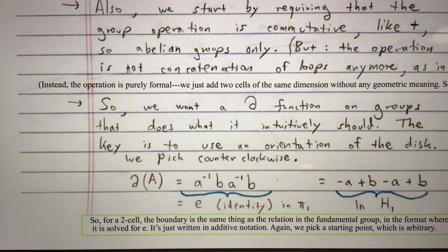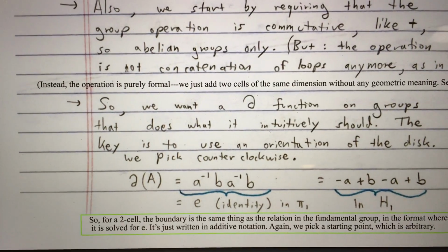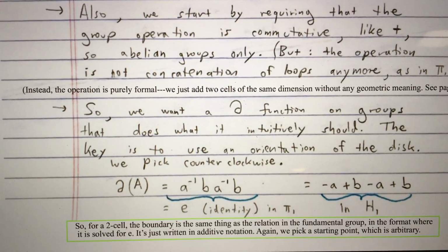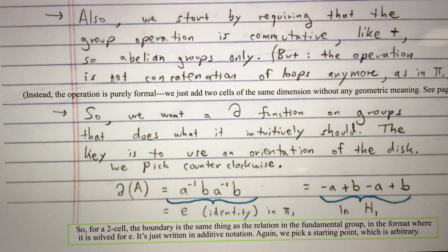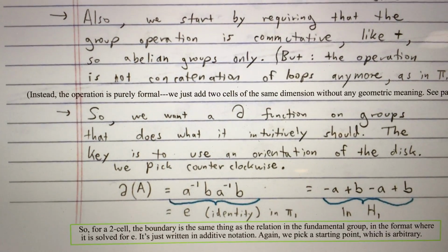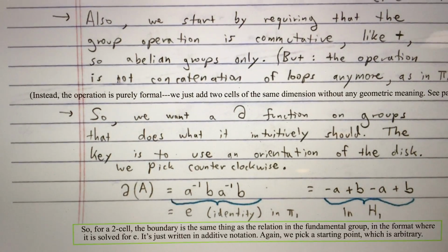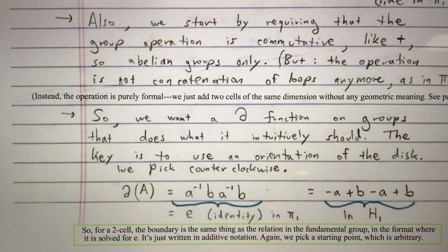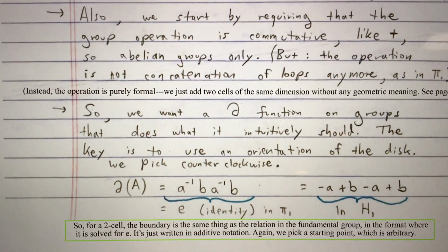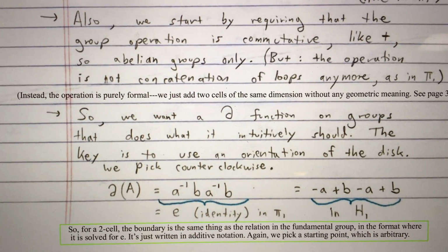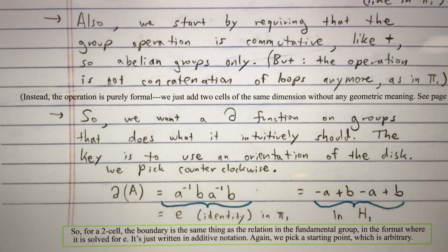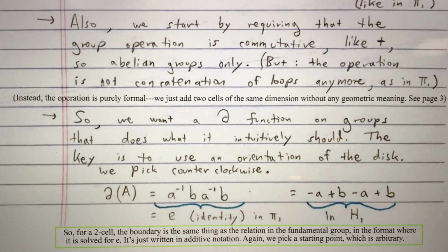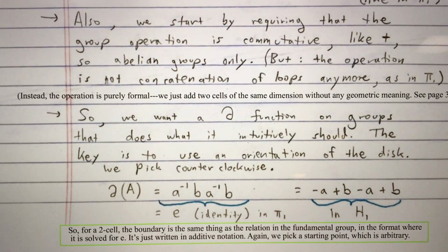Okay, now that's the boundary in the fundamental group, but we're not going to be doing that in the fundamental group now. We want this to show up in the homology group. And in the homology group, the boundary of A is going to be negative A plus B minus A plus B. I just changed the inverses to minuses and the multiplication to addition, but other than that, it's the same thing. So for a 2-cell, the boundary is the same thing as the relation in the fundamental group, in the format where the relation is solved for E. It's just written in additive notation. And we did pick a starting point. We picked X, but that's arbitrary. We could pick any starting point.